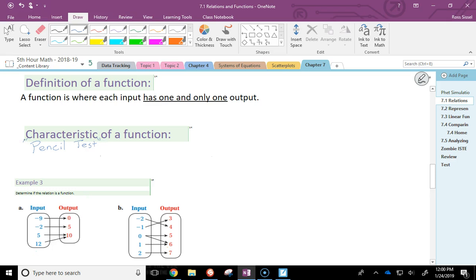The pencil test. The way we do the pencil test. Pencil test. Guys. Guys, stop. The way we do our pencil test is when we look. You should draw this in yours.